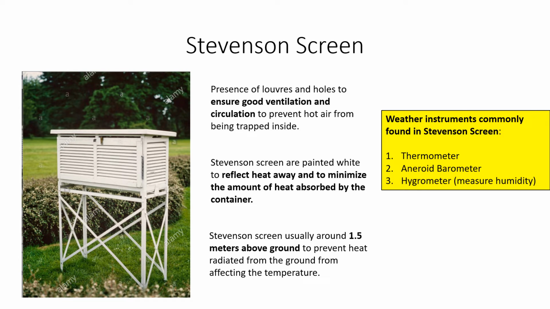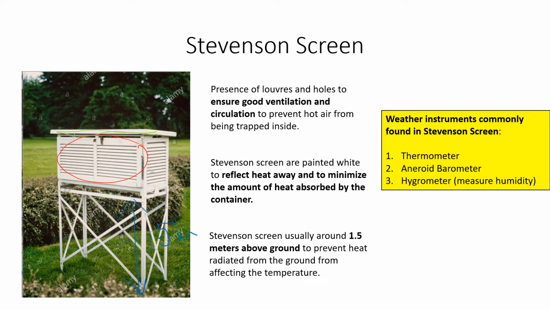Firstly, the presence of louvres and holes here ensure good ventilation and circulation to prevent air from being trapped inside. Second, the Stevenson screen is painted white, as you can see here, to reflect heat away and to minimize the amount of heat absorbed by the container. Lastly, the Stevenson screen is usually at least 1.5 meters above ground to prevent heat radiated from the ground from affecting the temperature.